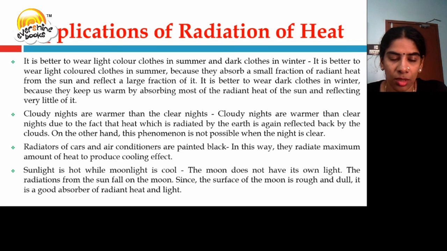Sunlight is hot while moonlight is cool. This is because the moon does not have its own light. The radiation from the sun falls on the moon. The surface of the moon is rough and dull, and so it is a good absorber of heat and light.